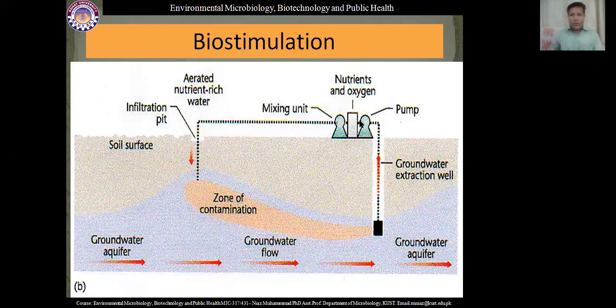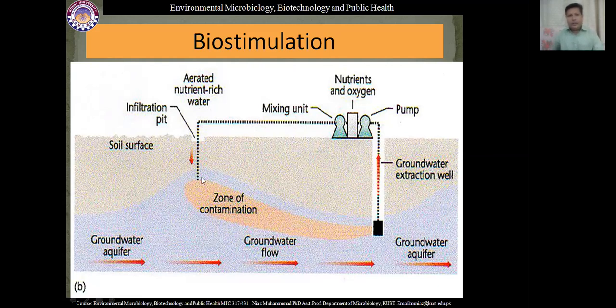What we are doing, we are using a pump, and we are adding nutrients and an oxygen mixing unit. Then we will mix that and inject it to here. We will inject aerated, nutrient-rich water up to that site, into this zone of contamination, the infiltration pit and soil surface. So we have injected nutrients plus oxygen. What will happen due to this over here?